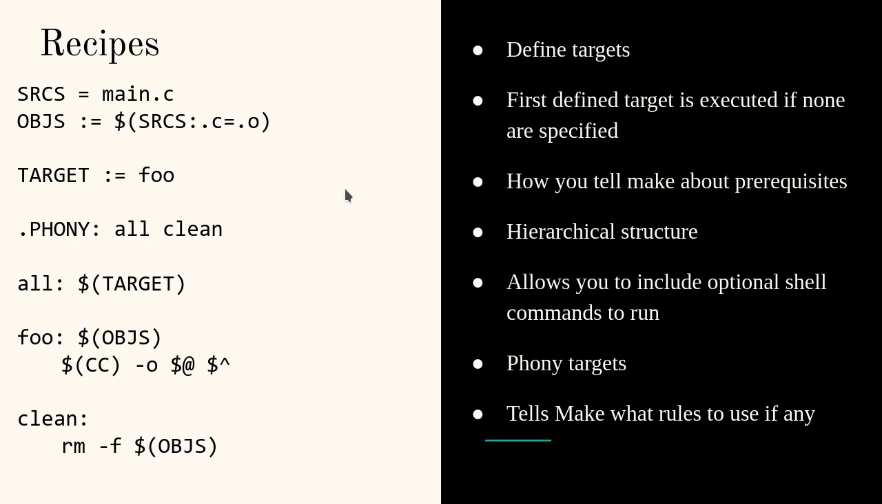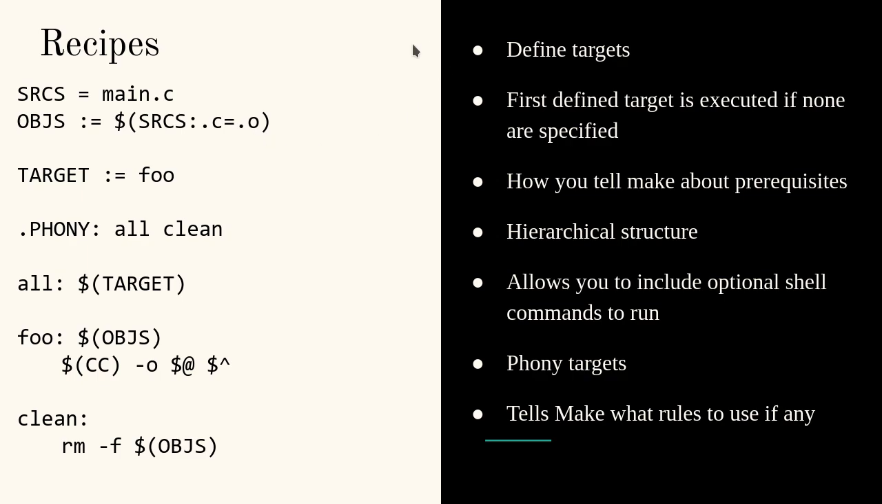So the next step up is we have recipes. Here we define sources as main.c, but we could easily use a wildcard to collect all of the C files in the directory. And then objects essentially does, not a regex, but like a find and replace. It replaces .c with .o.